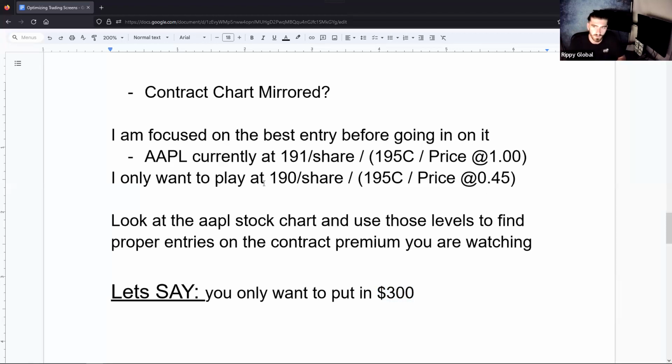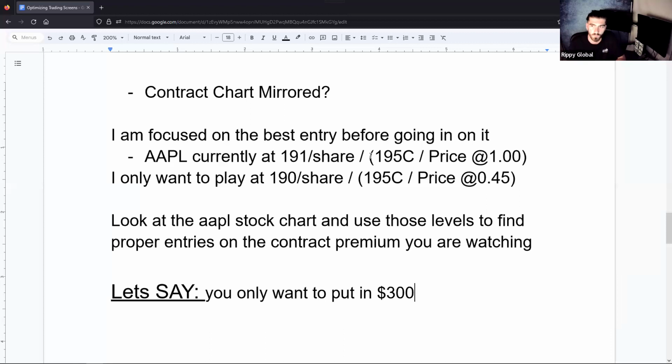If you know ahead of time, well, I have a support zone at Apple at 190 a share, and last time it was at that same level, the contract was $45. So would I want to rush in now, get 3 contracts for a total of $300, or do I just want to wait and possibly get 6+ contracts and save money I put into that position? So I'm preparing. I'm not saying I'm going to get in at $45 a piece. I just have a good realization of what could be.